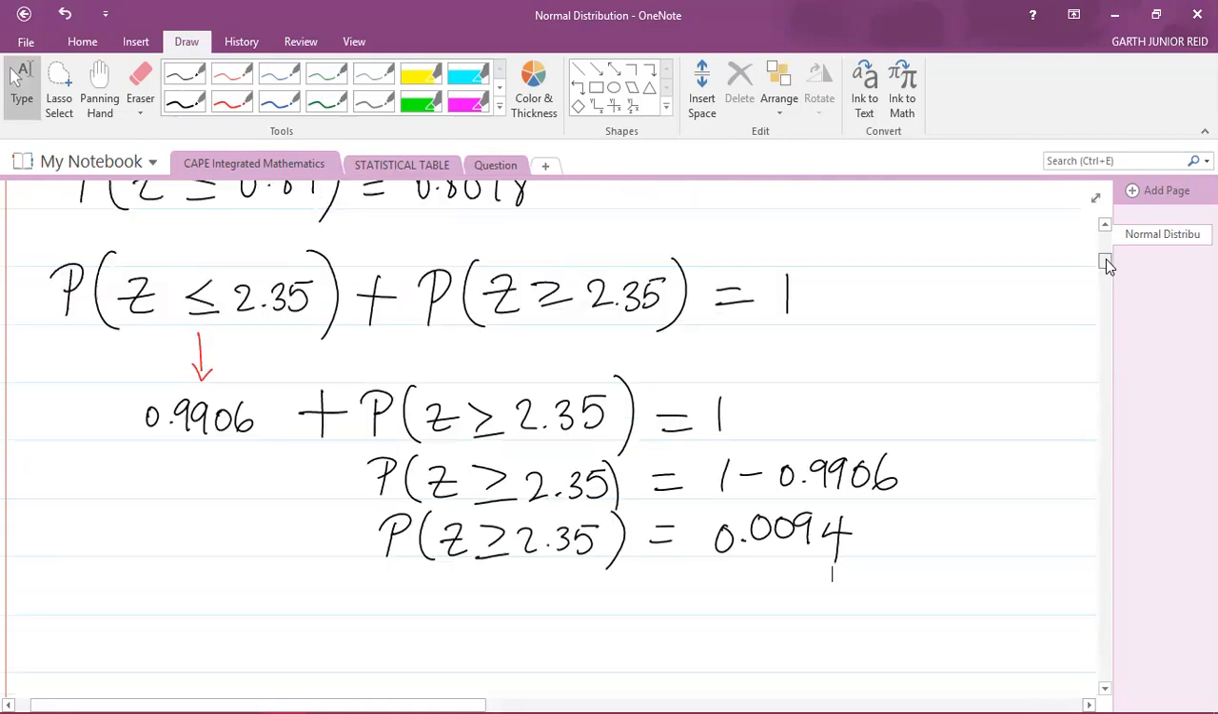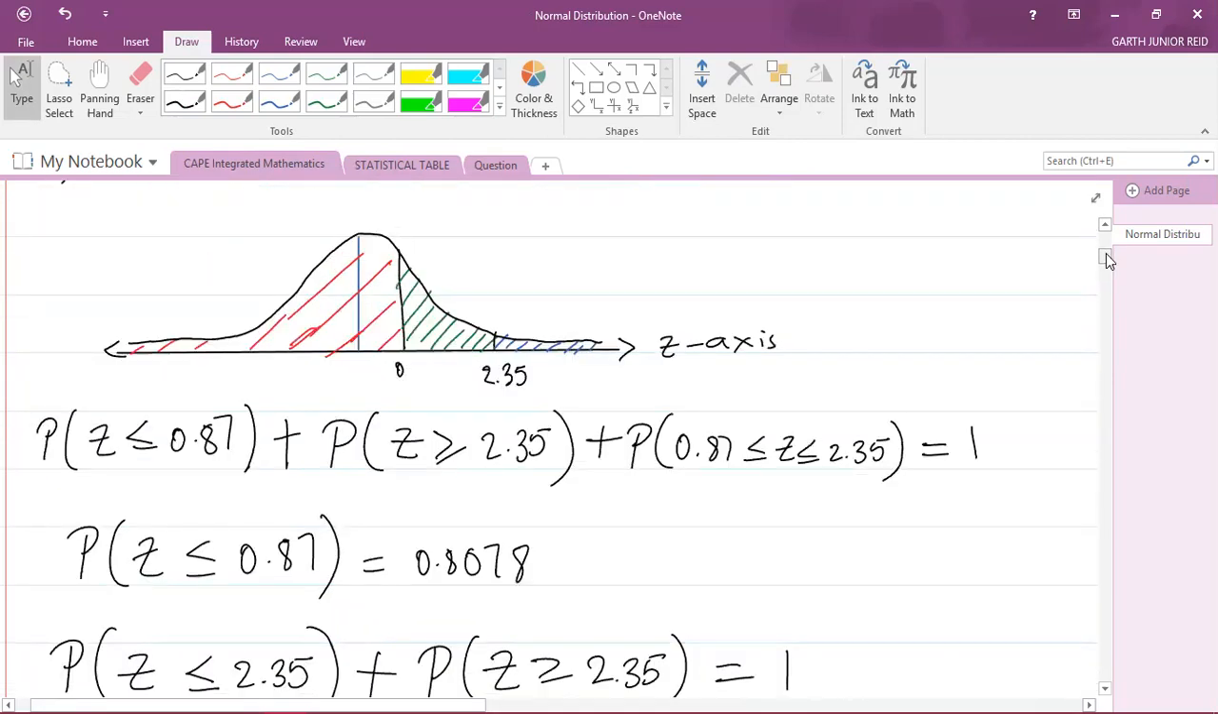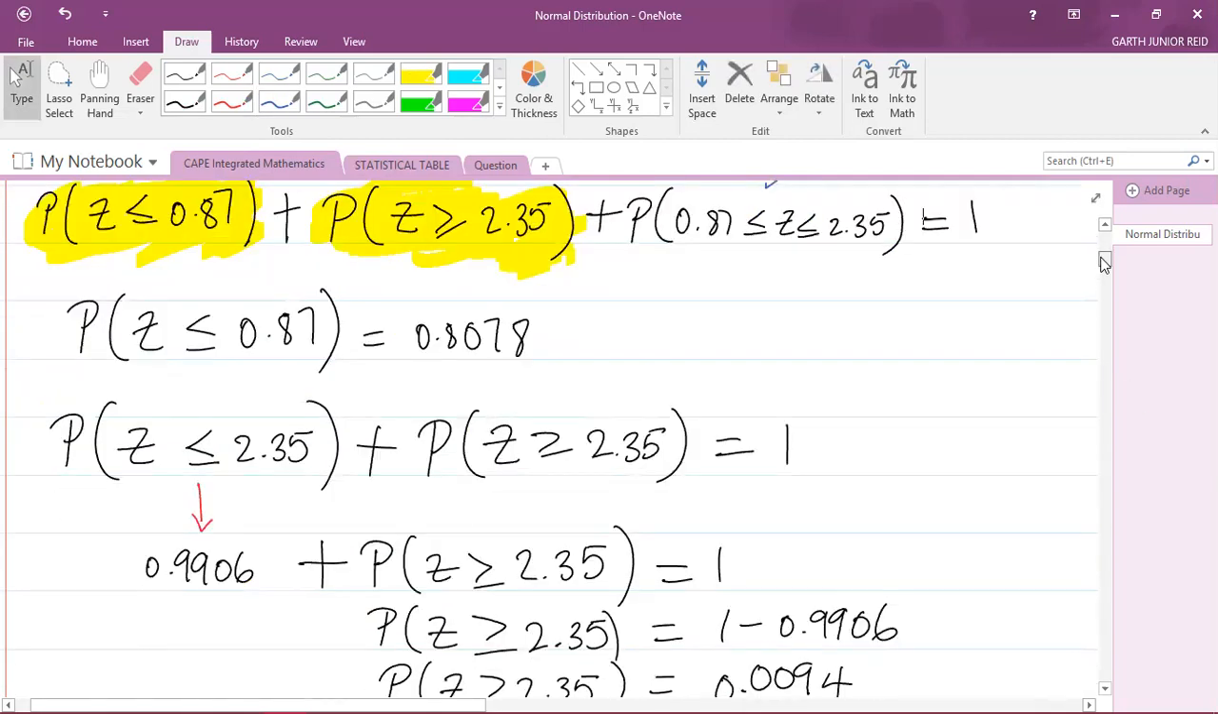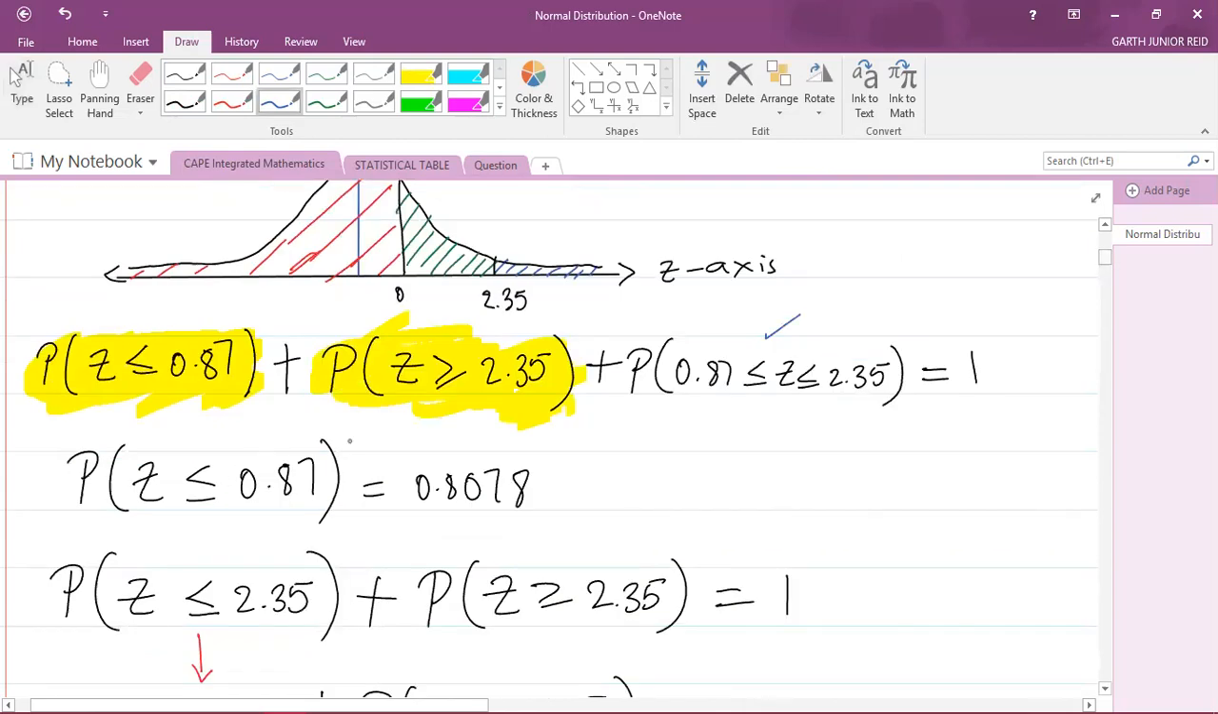Great, but remember, we're not finished yet, because what we just calculated was this part, and we also calculated this part. But this probability here at the end, that is the one that I'm trying to find. So I'm just going to substitute the values for these two probabilities that I've highlighted in yellow.